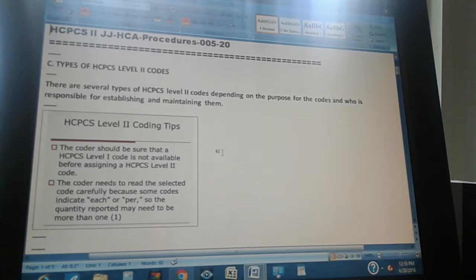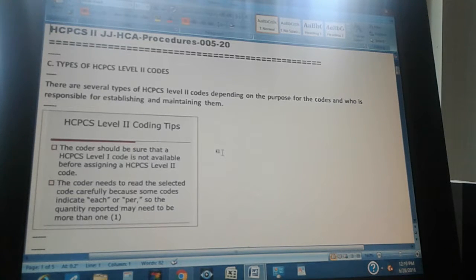What's the other one? The other tip: the coder needs to read the selected code carefully because some codes indicate each or per, so the quantity reported may need to be more than one. Don't assume that if you have 2 or 3 or 4 procedures or supplies, there's only one code. You have to read the description, and if it tells you to include several codes for several procedures, then you have to do that, okay? Those are the 2 theory tips or lessons for today, and now we're going to do a problem.